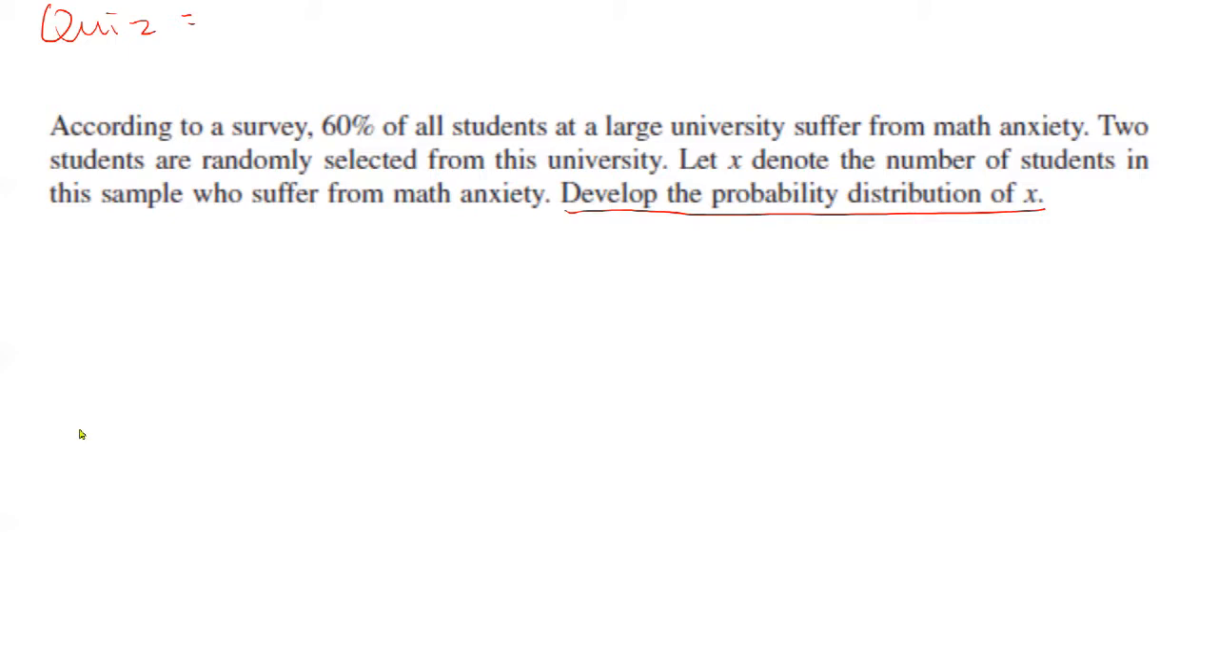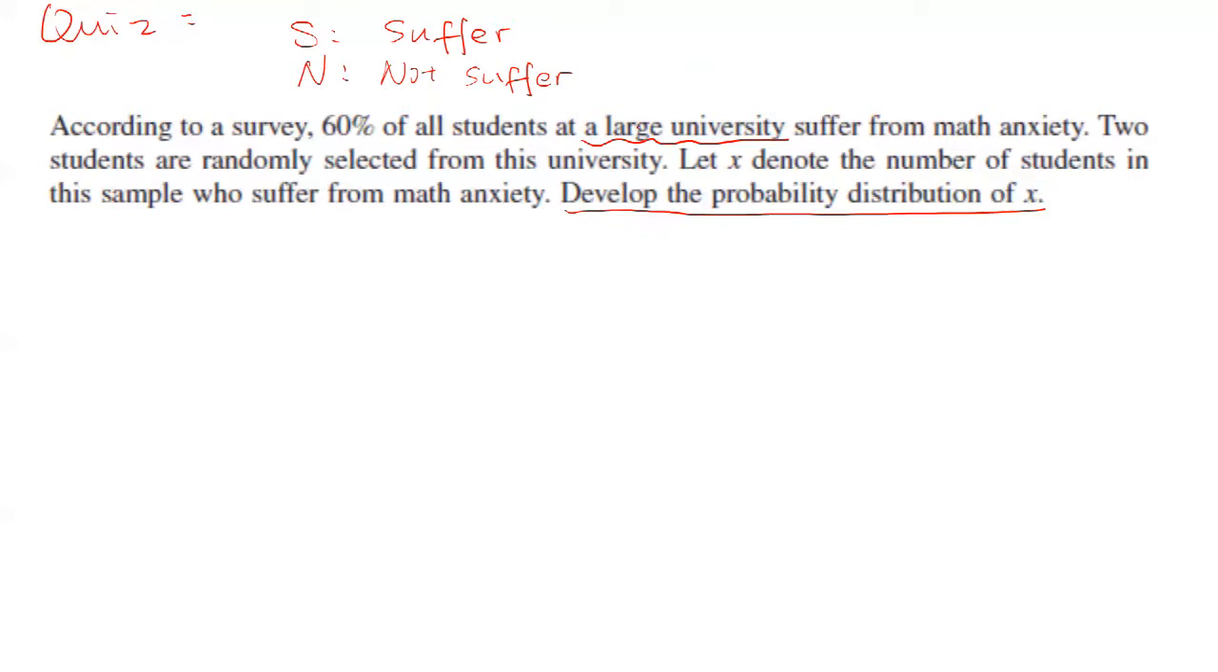All right, finished. Okay, let's discuss the solution here. If we use two letters to denote whether the students suffer or not, for example, we use S to denote suffer, and use N to denote not suffer. Okay, we choose two students from a very large university. Every time we choose, there is a 60% possibility that the student suffers, right?